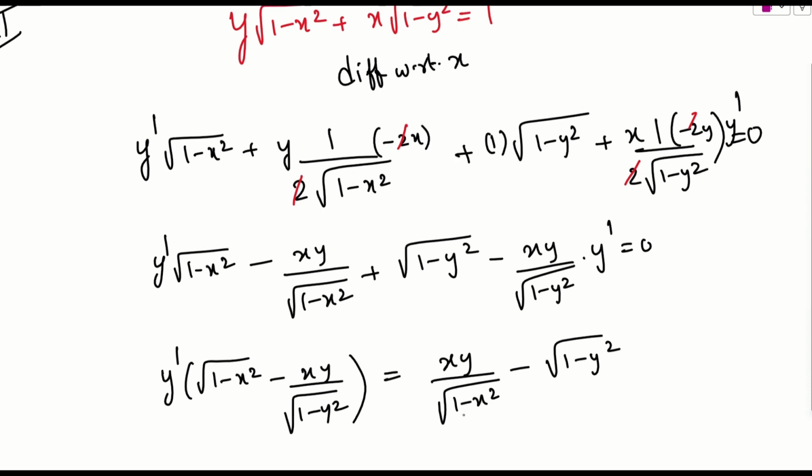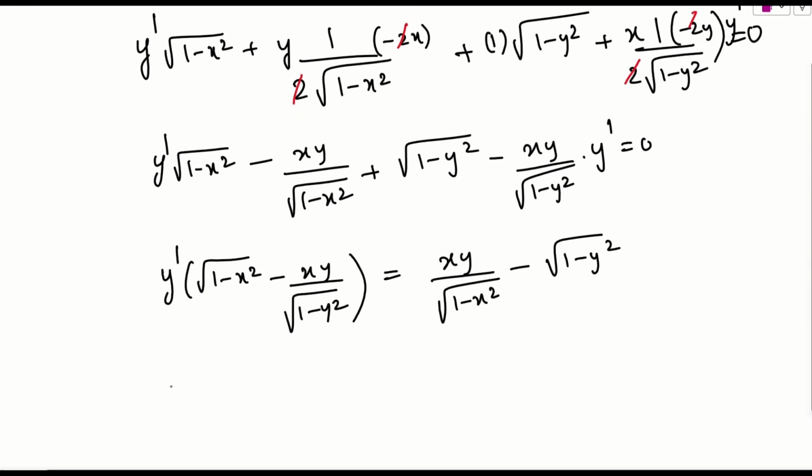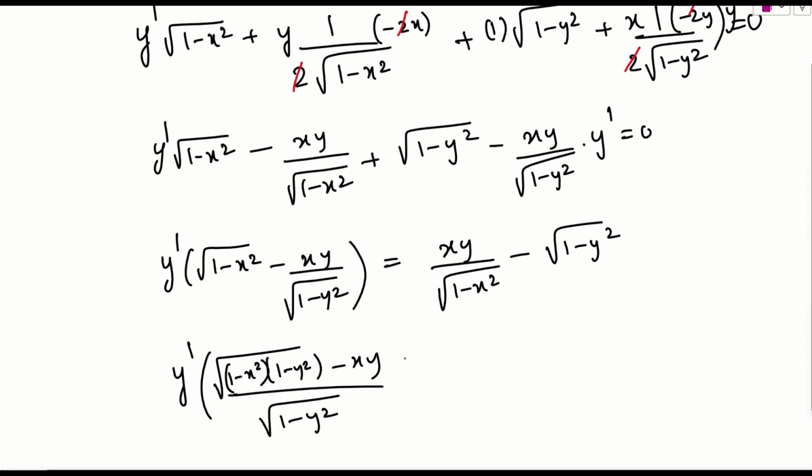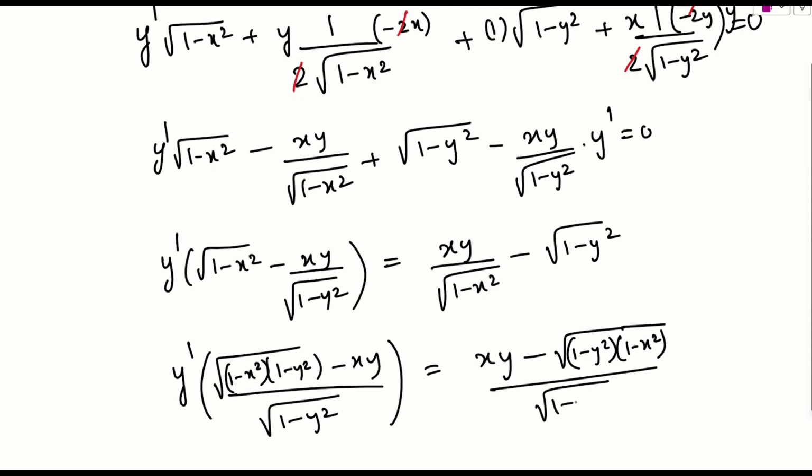Is it okay? So after this, let us do the cross multiplication, the LCM. This is in the form of root a into root b. So this is root of (1 minus x square) into (1 minus y square) minus xy, with denominator root of 1 minus y square, must be equal to, taking an LCM, xy minus root of (1 minus y square) into (1 minus x square). And the denominator will be root of 1 minus x square.